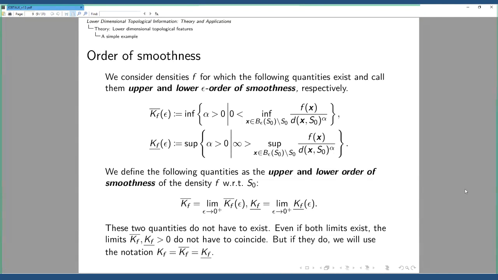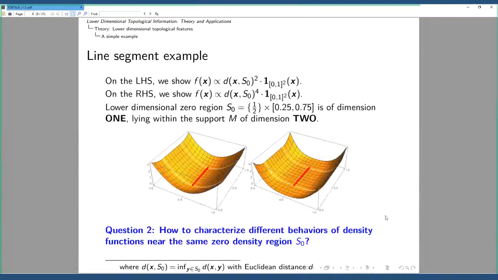Again, these limits do not have to exist, and even if they exist, they do not have to coincide. To make this a little clearer, let's look back at the same example. On the left-hand side, the upper and lower order of smoothness are both 2, because the density is proportional to the square of the point to set distance. On the right-hand side, both the upper and lower order of smoothness will be 4. However, if in this area the density is to the fourth power and in this area it is to the square, then the lower will be 2 and the upper will be 4.